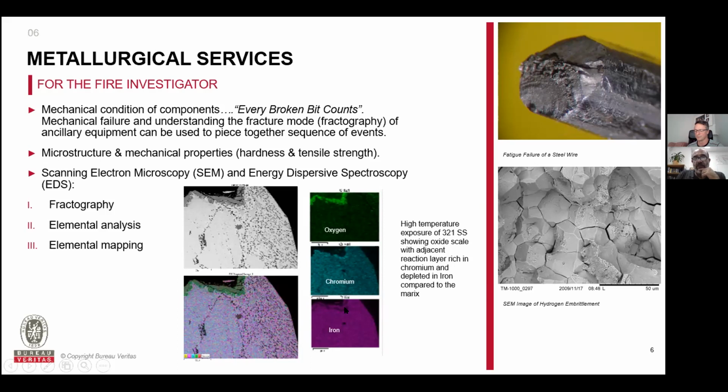And this is the elemental mapping where you can see there, oxygen rich. So that's telling us it's a high temperature oxide scale. There's a bit of depletion of chromium. So there's chromium there and the depletion of chromium just beside that. Mapping gives us an idea of what's happening with regards to changes to the microstructure where precipitation is occurring. And again, helps us with identifying, I guess, what sort of temperatures a particular component may have been exposed to.